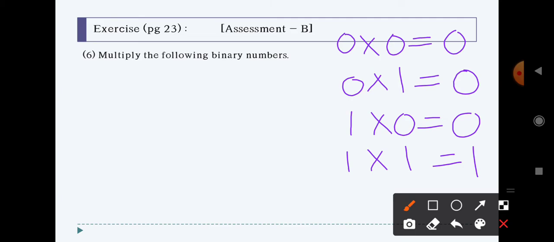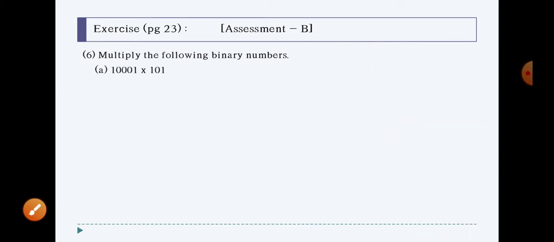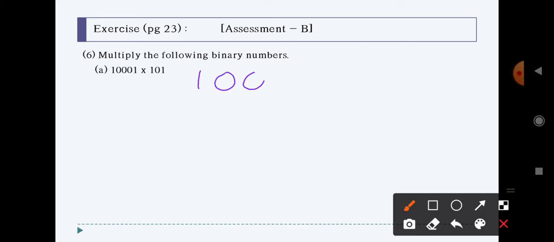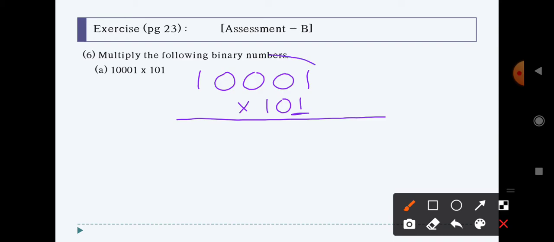Okay, after that you just see this question. Question number 1, we have what? We have this 10001, and you have to multiply it with 101. Now let's see how we are going to do that. See, firstly take this digit. We are going to follow the same procedure as we do in our maths. So firstly pick one digit and multiply it with all these numbers. So 1 into 1 will be 1, 1 into 0 will be 0, again 1 into 0 will be 0, 1 into 0 is 0, and 1 into 1 is 1. This you are going to get.